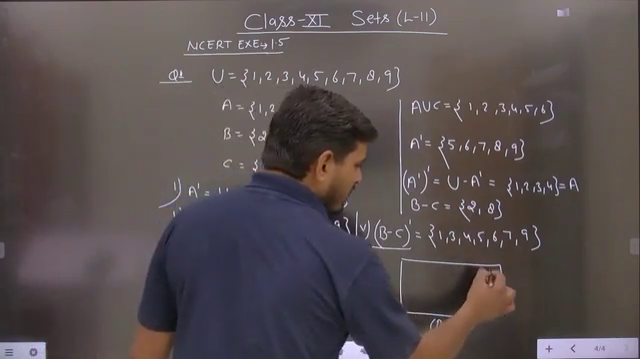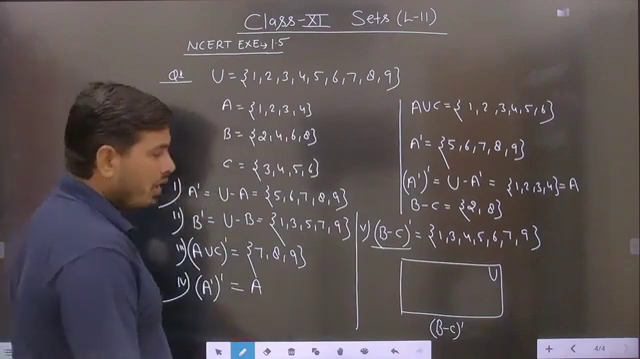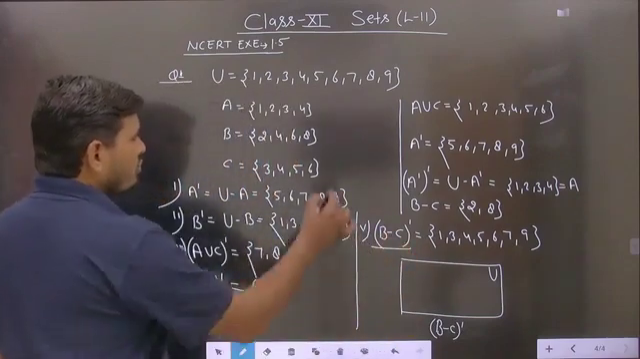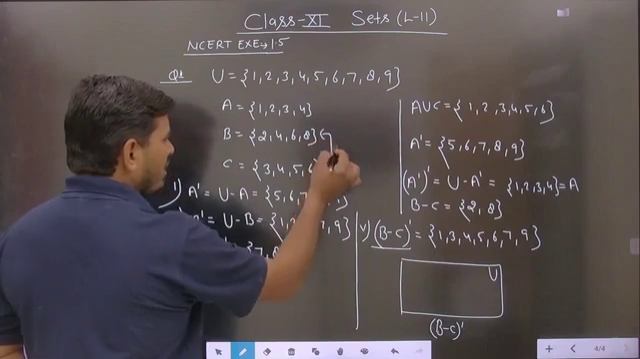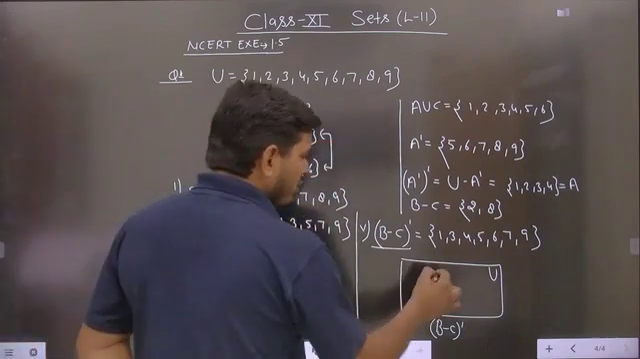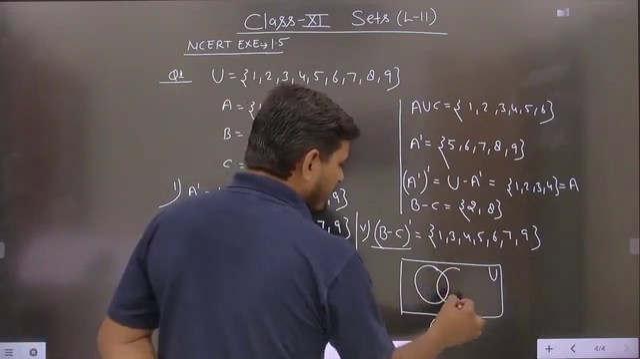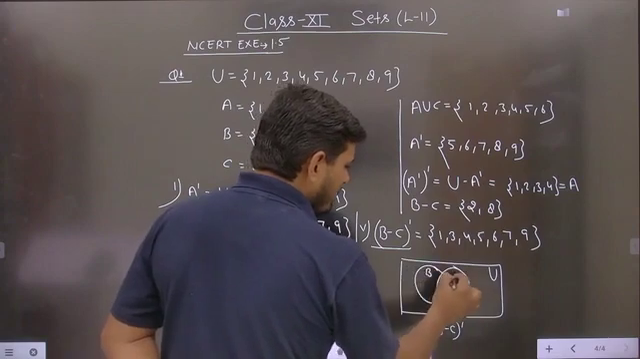Then this is the universal set, no problem. Now you can make the two sets B and C. You can check the elements of B and C; some of the elements are common. So you can make the two sets like this. This is the set B and this is the set C.